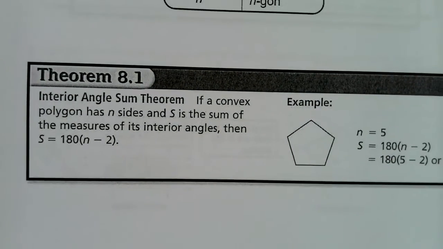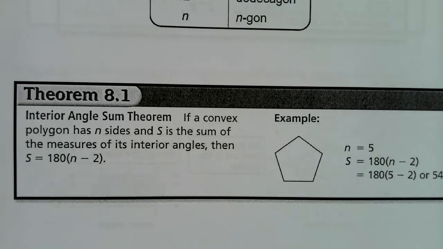But for any polygon, to find the measure of the interior angles, which is denoted with an S in this case, you do 180 times n minus 2, where n is the number of sides.